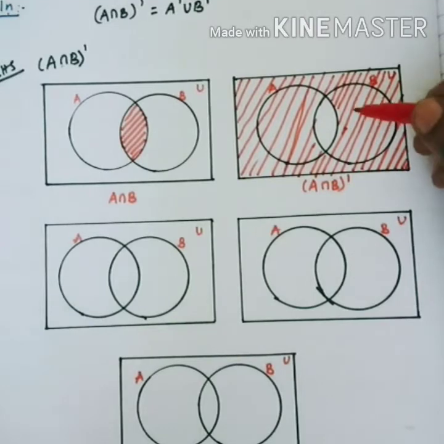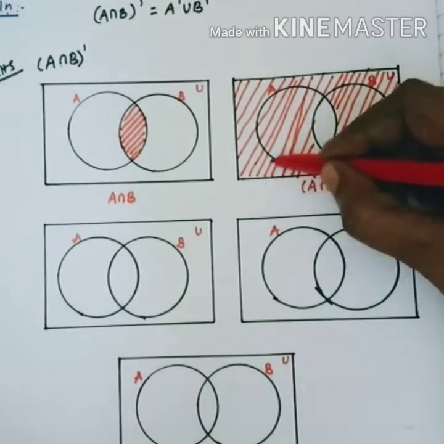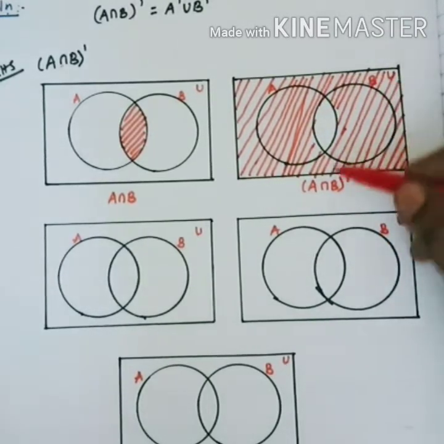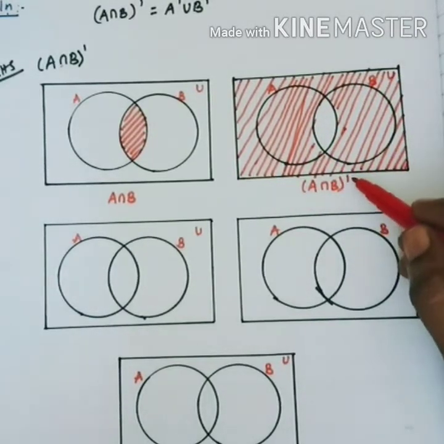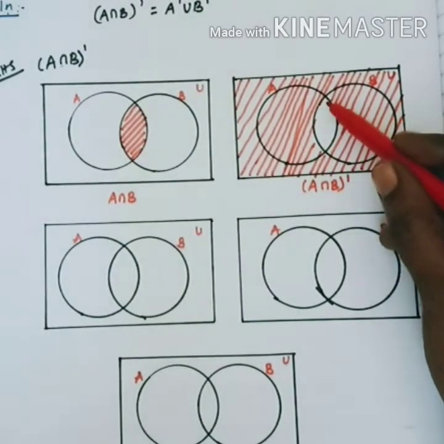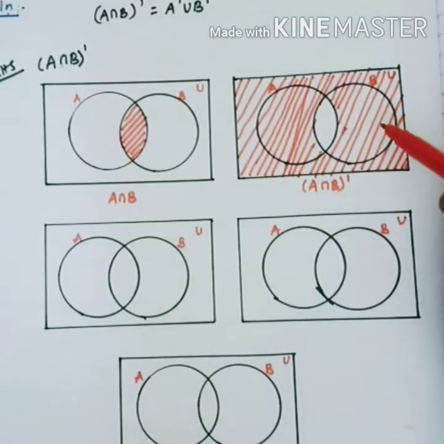When you draw in your notebook, use a scale to draw these lines. This is your (A intersection B) dash. So you don't have to shade this A intersection B part. You have to shade the remaining parts fully.